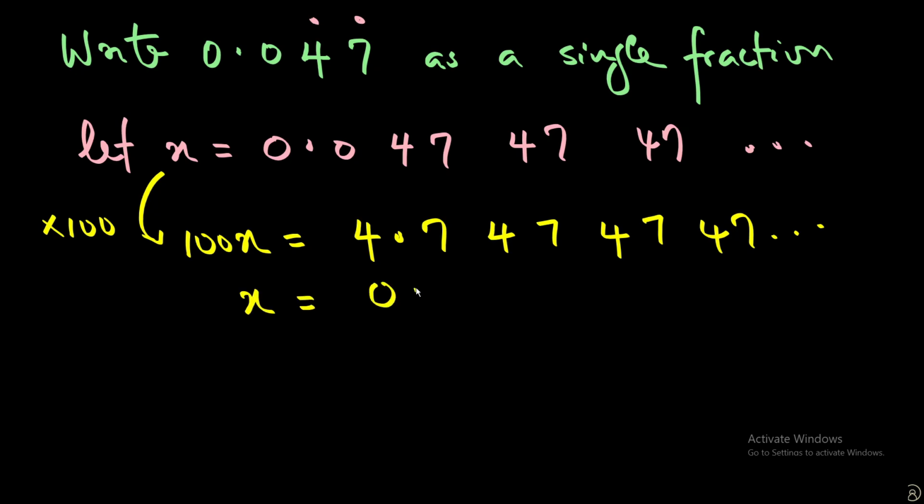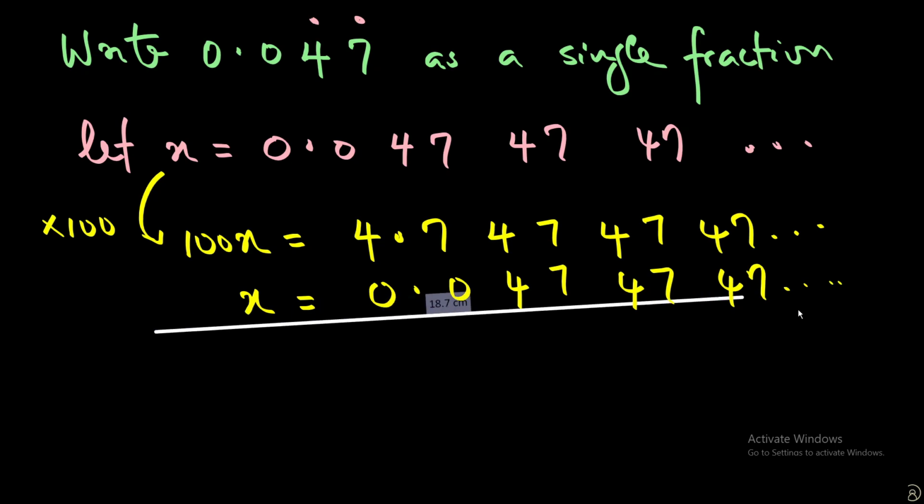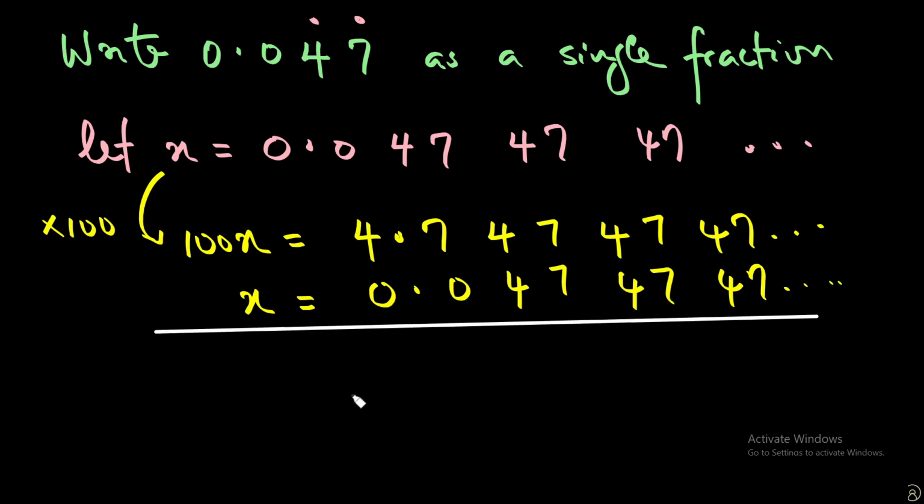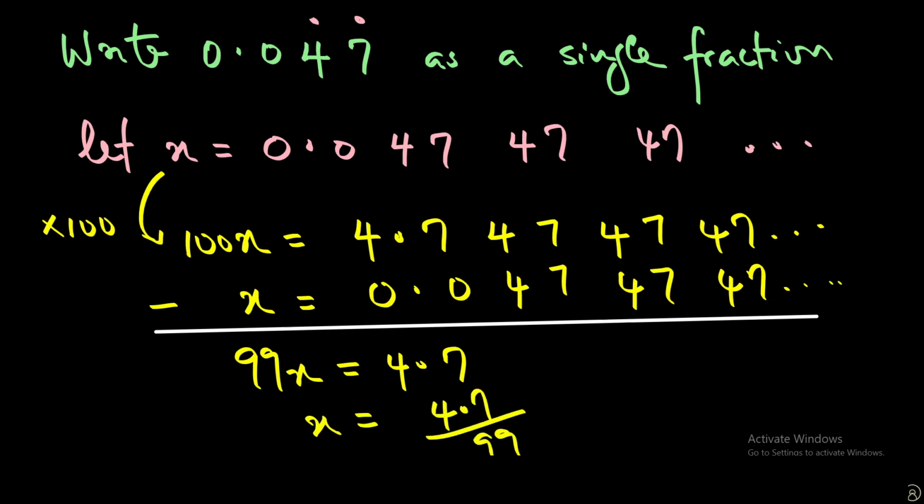Then we'll bring the first equation underneath to make the solution a lot easier. So we have x equals 0.0474747, it goes on. Now we can subtract along the column. We have 100x take away 1x, that's 99x. If we subtract, this is going to be 4.7, because all the rest is 0. So x will be 4.7 divided by 99. Now, we want to make the top of the fraction a whole number, so we multiply the top by 10 and the bottom by 10. And when we do that, this is 47 over 990.